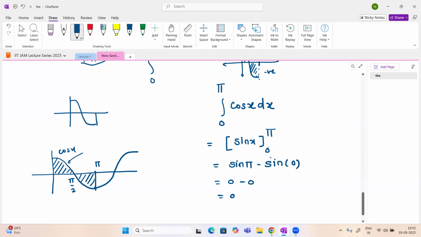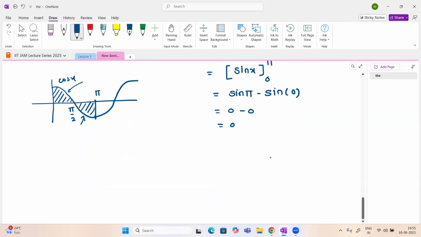Because here we get a positive area and here we get a negative one. Actually, the area is not negative, I agree with you. But see, it is below the x-axis, so that's why it has a minus sign. So they get cancelled with each other, and that's why we are getting the answer 0. Getting my point? Yes, sir.